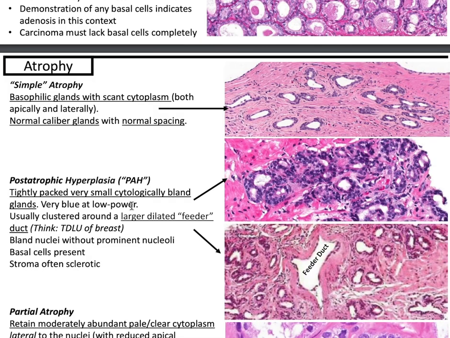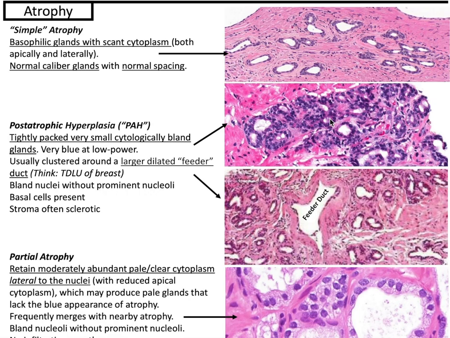Atrophy. You can have simple atrophy, where you'll have these basophilic glands with scant cytoplasm, both apically and laterally, and they're normal caliber glands with normal spacing. Postatrophic hyperplasia, PAH, where you'll have tightly packed, very small, cytologically bland glands, very blue from low power, and usually clustered around a larger, dilated feeder duct, think terminal duct lobular unit of the breast. And bland nuclei without prominent nucleoli, and basal cells are present, and the stroma is often sclerotic.